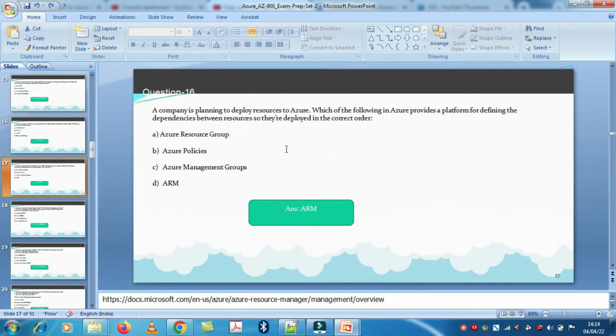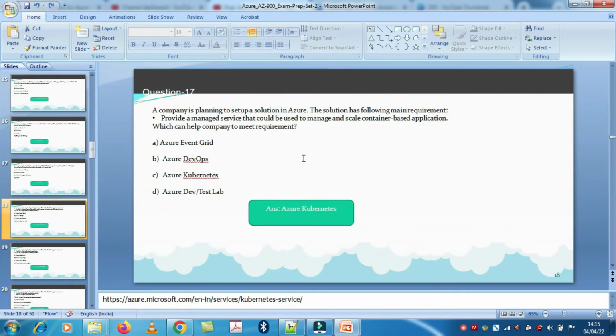Azure Resource Manager. If you go and see the definition, there is also something called AMG, that is different, Azure Management Group. Don't get confused. There is also the Azure ARM template, which you have heard of in set one, but here there is something called Azure Resource Manager. ARM will be responsible for this one. Don't get confused with Azure Resource Group either, that is different. So the answer is ARM. Now moving to the next question, guys.